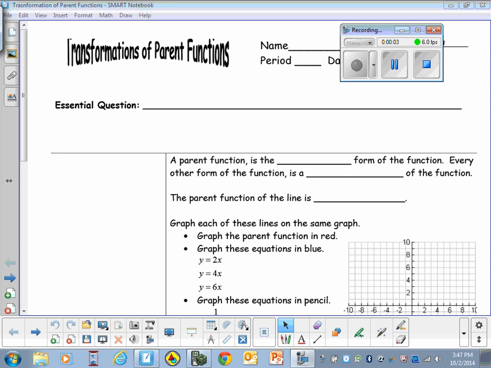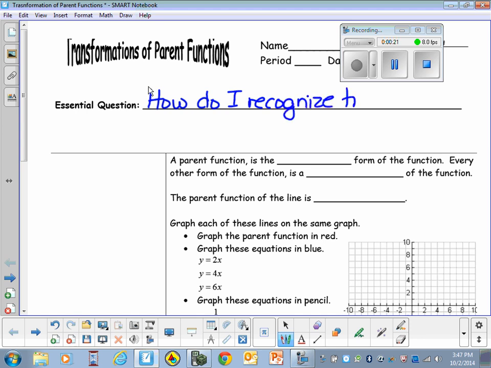We talked about transformations of the parent function in the last unit, but it's an important enough concept that we really need to talk about it again in Unit 5. So, how do I recognize transformations of the parent function?